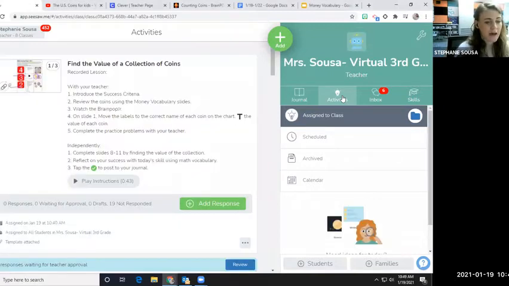I am going to ask you guys to go to Seesaw and click on your Activities tab to refresh it. And you will see that you have an activity called Find the Value of a Collection of Coins, okay? With your teacher, we've done these. We've reviewed the success criteria, we've looked at math vocab, we've looked at our Brain Pop Junior. Now we're going to click Add, and on slide 1, we're going to label the name of each coin, and then we're going to complete some practice problems together, okay?